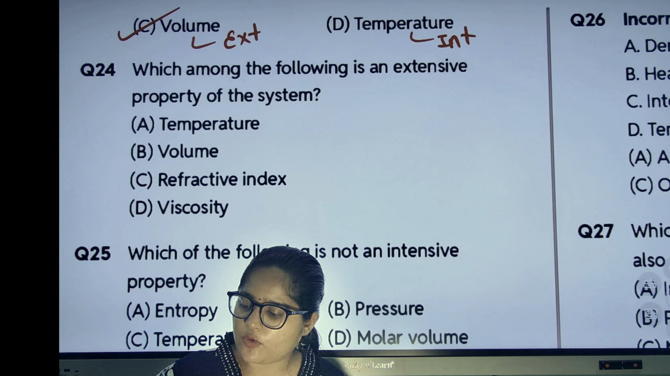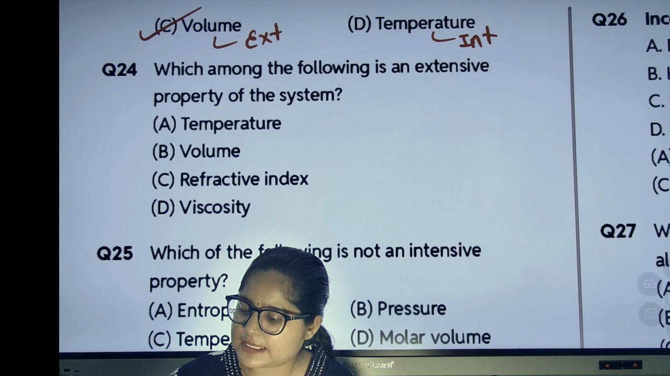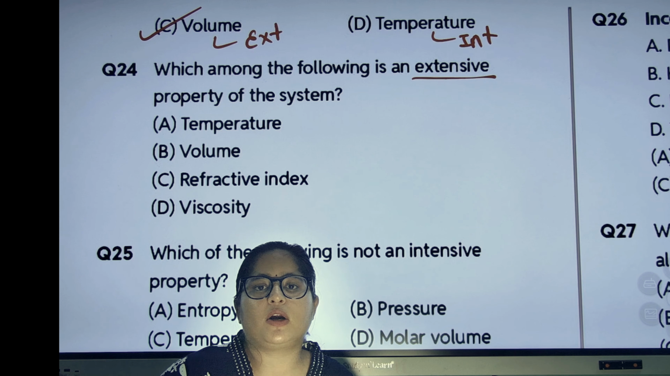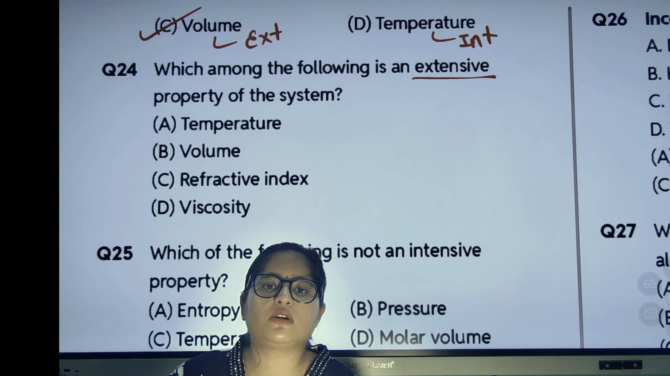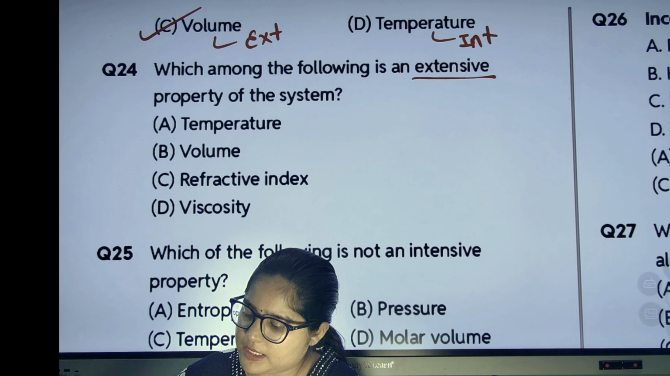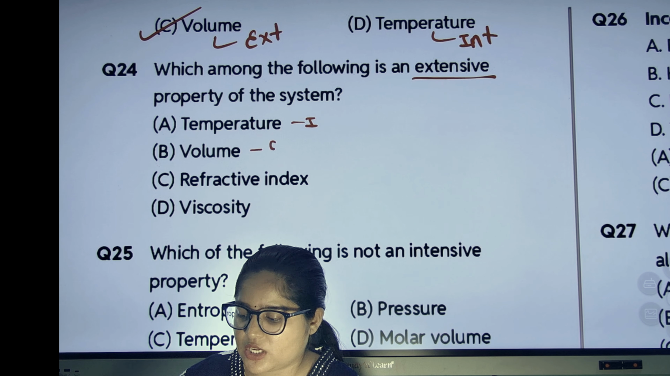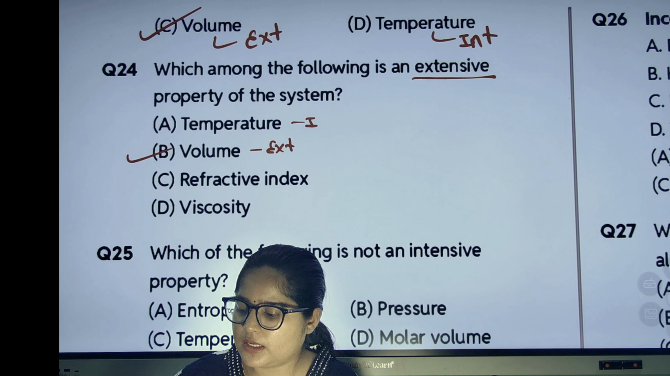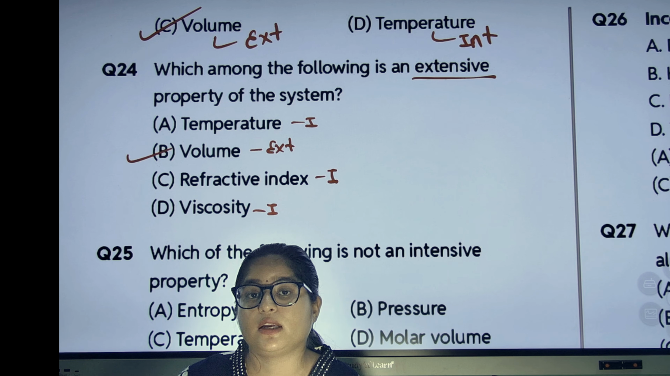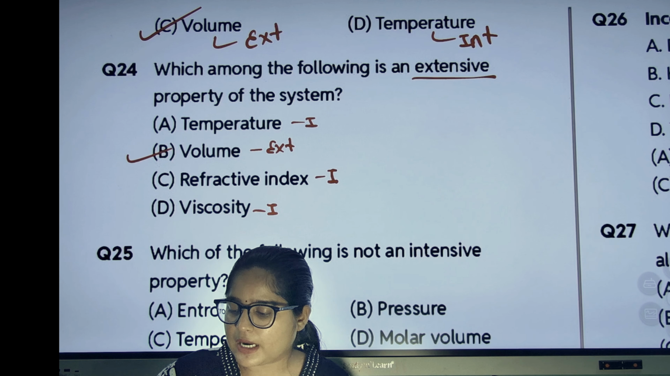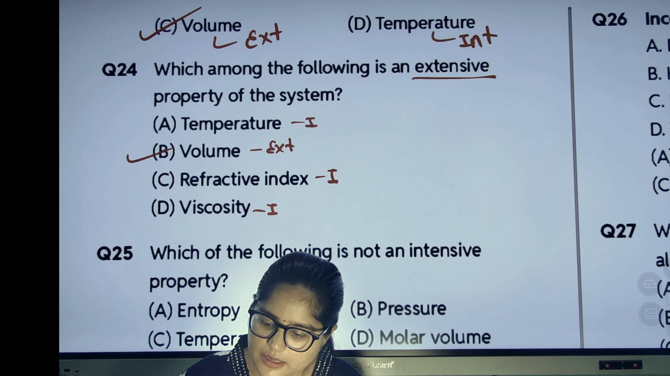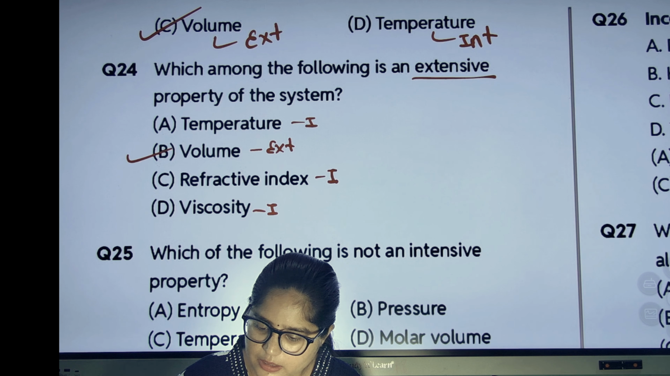Which among the following is an extensive property? Extensive means what? It will change when we split into half. Next star point, all the energy terms are extensive, like enthalpy, entropy, Gibbs free energy. Okay. Temperature is intensive. Volume changes, it is extensive. Refractive index does not change, intensive. Viscosity is intensive. These two examples you can write down in your short notes, you will forget. Refractive index and viscosity are intensive.